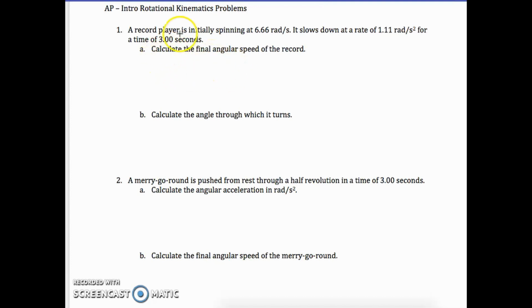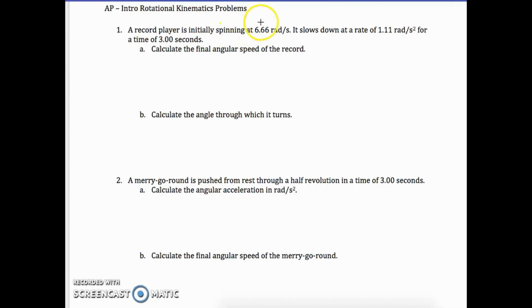All right, intro rotational kinematics problems. There are 7 of these. And let's start with a record player that starts out spinning at 6 2/3 radians per second and slowing down at 1 1/9 radians per second squared over a certain amount of time.